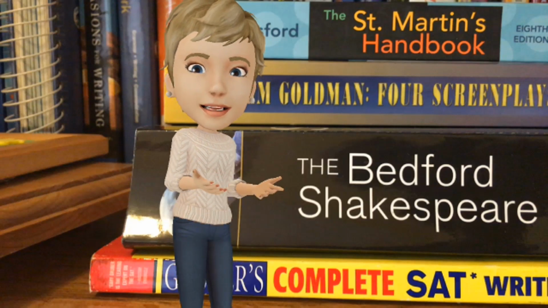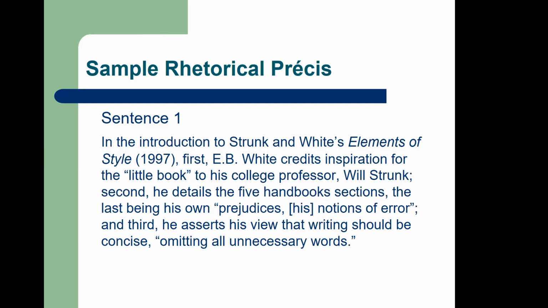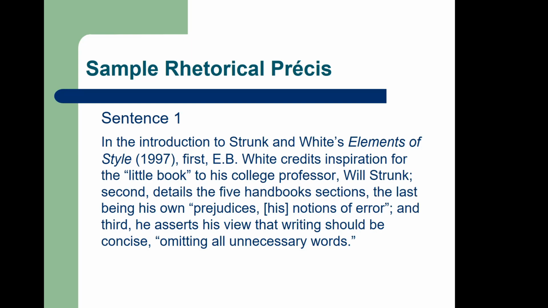I find that whenever I am approaching a new kind of writing, it's good for me to read a lot of different samples. So let's take a look at this one. In the introduction to Strunk and White's Elements of Style, 1997, first, E.B. White credits inspiration for the Little Book to his college professor, Will Strunk. Second, he details the 5 handbook sections, the last being his own prejudices, his notions of error. And third, he asserts his views that writing should be concise, omitting all unnecessary words.